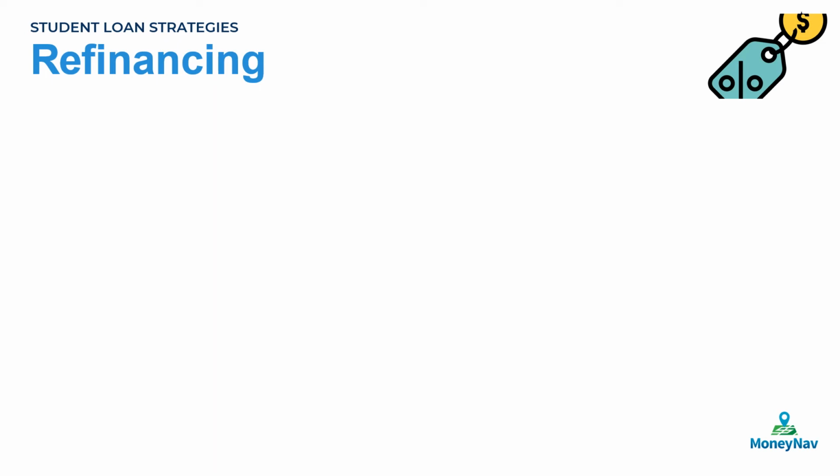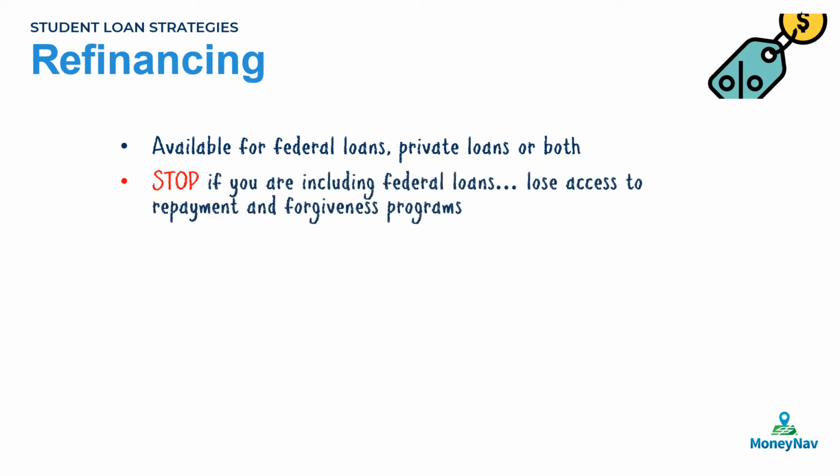Refinancing, however, can combine multiple loans that are either federal, private, or both. If you plan to refinance federal loans with a private lender, though, make sure you are not eligible for preferred repayment and forgiveness programs, which are only available on those federal loans. If you refinance federal loans, they are considered private loans and would no longer be eligible for those special programs.